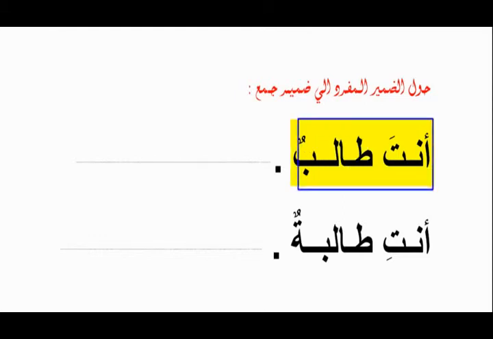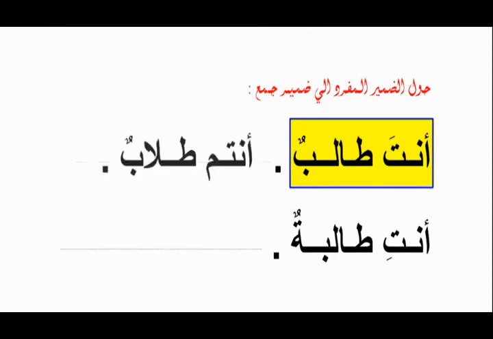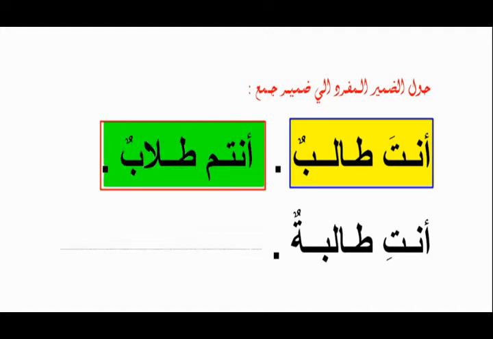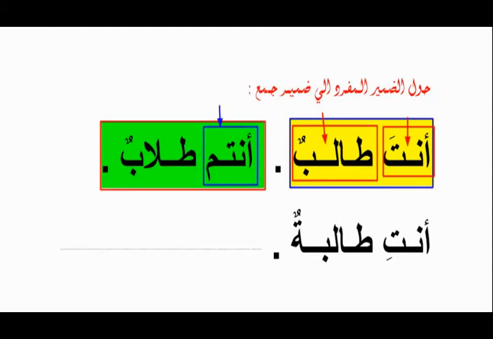Anta talibun. You are a student. But if you want to speak to plural people, it would be antum tullabun. Anta, you, talibun. But if you are going to be speaking to a group of people, it would become antum tullabun. And that's all it is, brothers and sisters. Not too difficult, is it? Provided you know the words, inshallah, it shouldn't be too difficult.